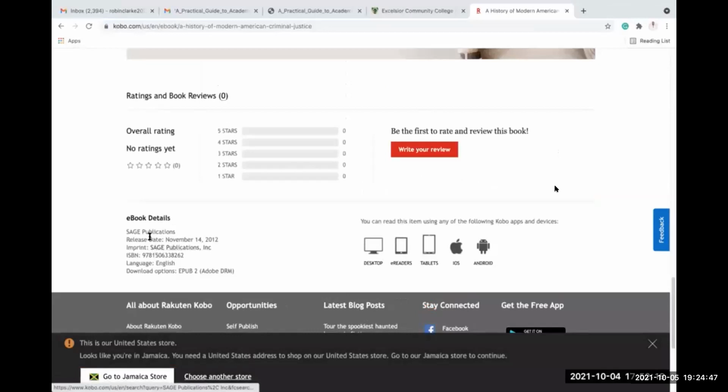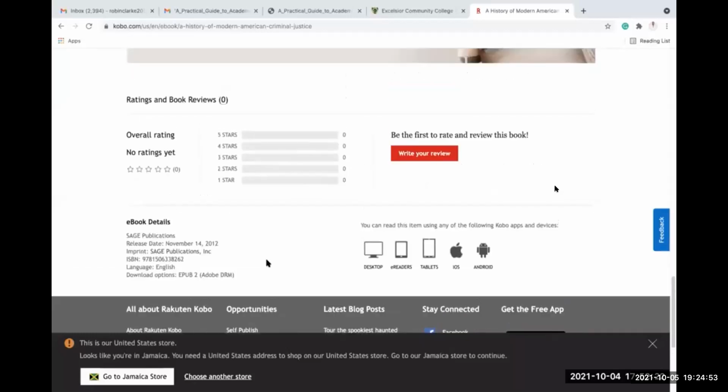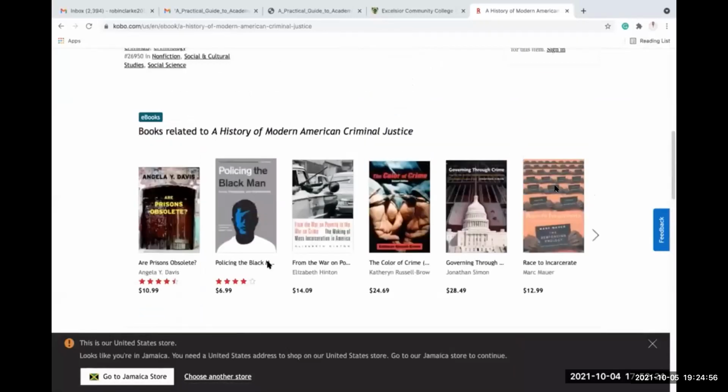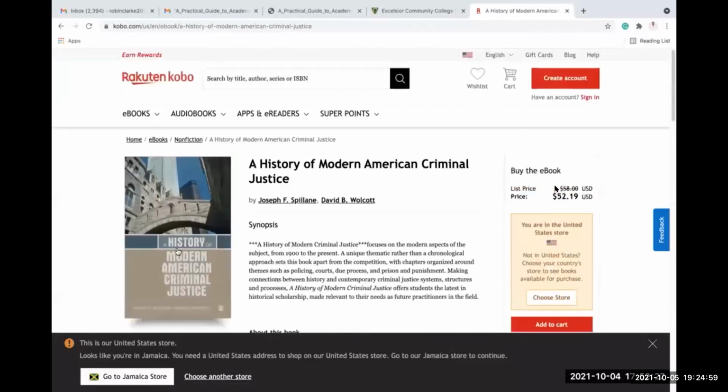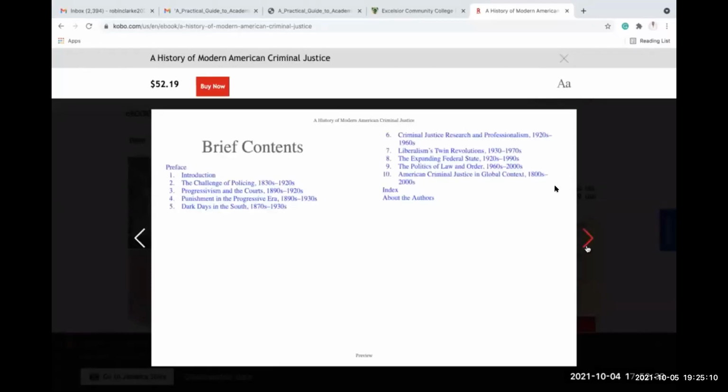Oh, here's the book detail as well. Sage Publication, 2012. All right, it's available on all those things. Let's go inside of the book. We just need 1 book chapter. The table of contents should tell us the book chapters. So you can write down any book chapter you're looking at. Remember, this is individual work. Write down any book chapter.